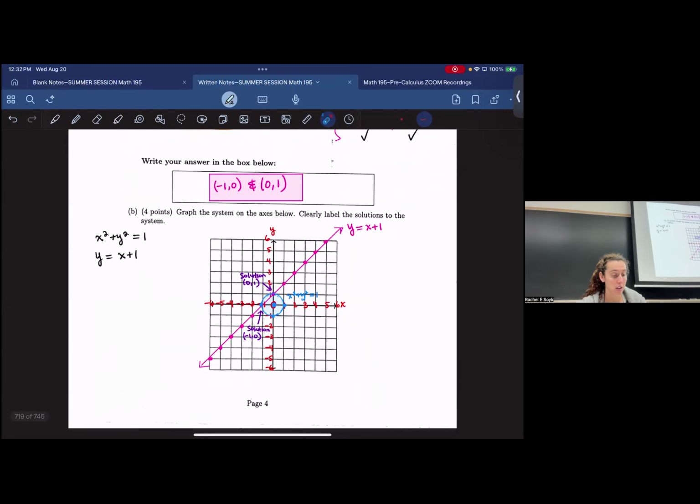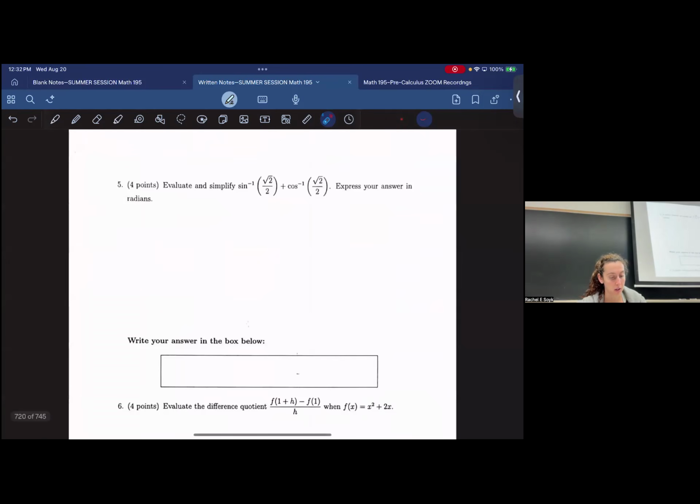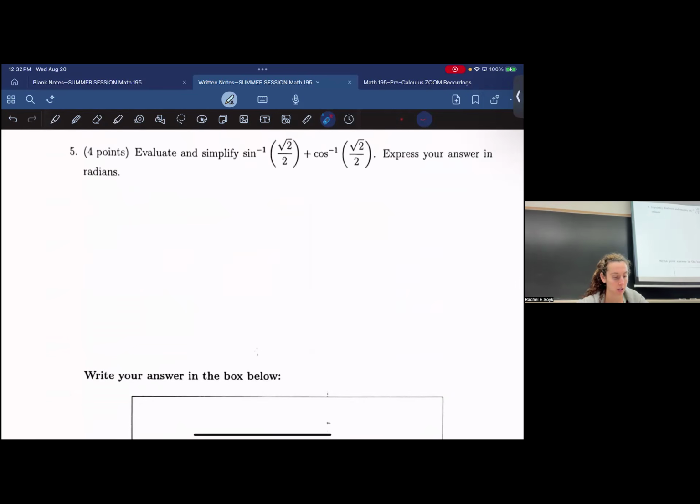I'm gonna move on to the next page, where we're now into a little bit of trigonometry. We're asked to evaluate and simplify and express your answer in radians. So square root of 2 over 2, you immediately want to think 45 degrees, pi over 4. So we have arc sine of square root of 2 over 2 is pi over 4. Arc cosine of square root of 2 over 2 is also pi over 4.